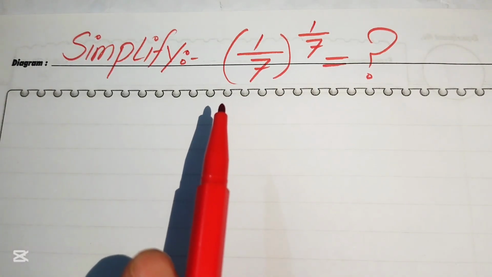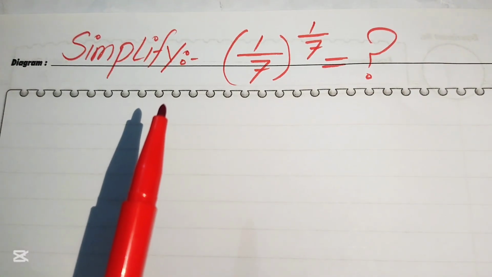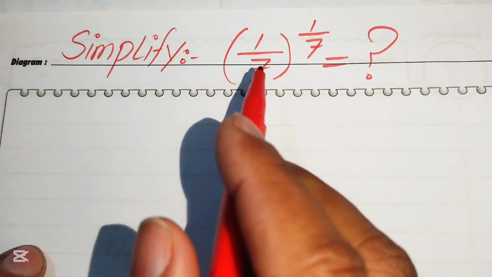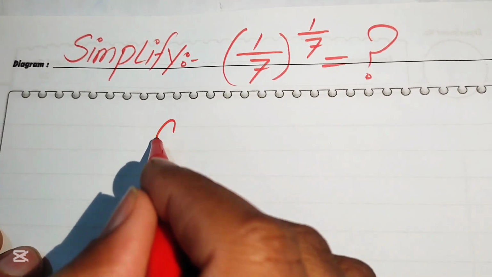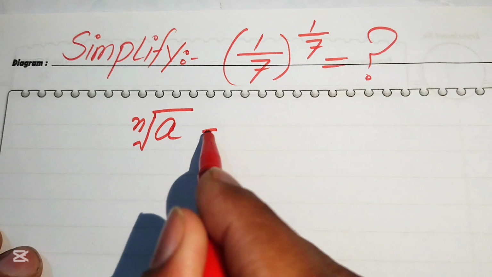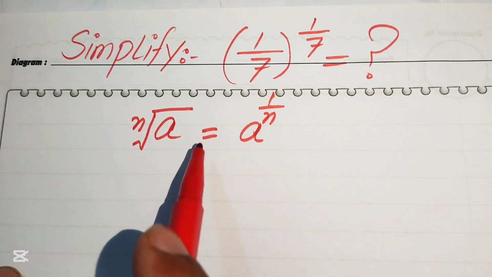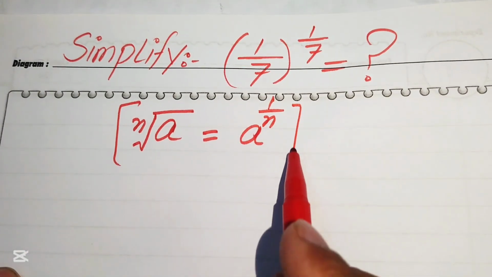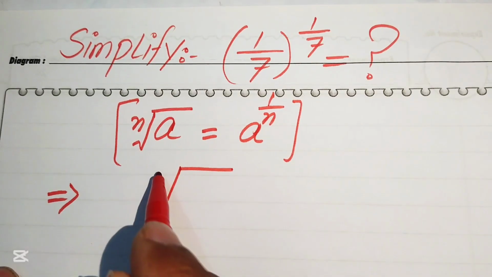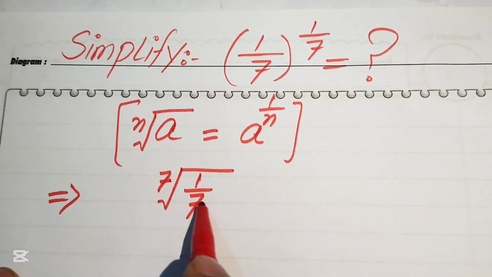Okay, so here the very first step we are going to do is, first we write this exponential form into the radical form. Here we apply this radical law: the nth root of a is written in exponential form as a to the power of 1 over n. So according to this radical law, we write this expression in radical form in this way. This is the seventh root of 1 over 7.